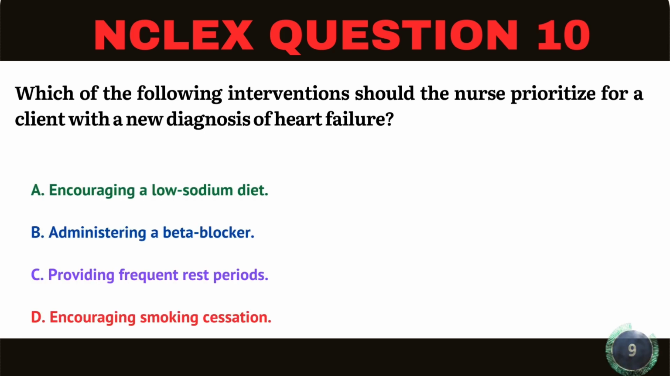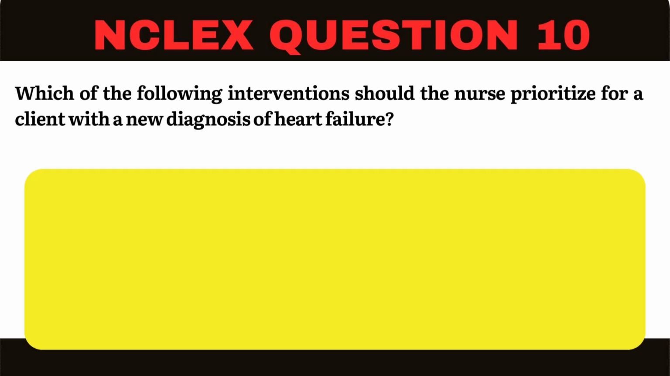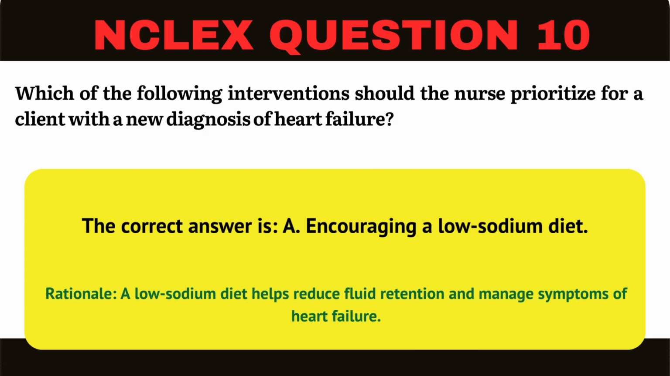Which of the following interventions should the nurse prioritize for a client with a new diagnosis of heart failure? A. Encouraging a low-sodium diet. B. Administering a beta blocker. C. Providing frequent rest periods. D. Encouraging smoking cessation. The correct answer is A. Encouraging a low-sodium diet. Rationale: a low-sodium diet helps reduce fluid retention and manage symptoms of heart failure.